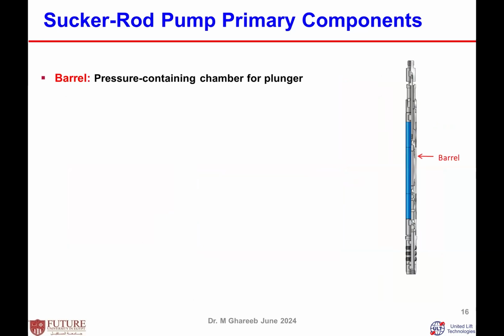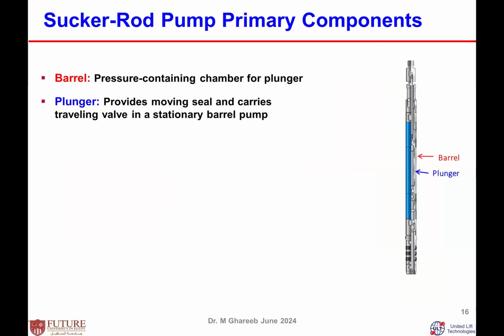One of the main parts of the barrel assembly is the barrel itself. The barrel itself is a tube. It's just a tube, a pressure containing chamber for the inside fluids. The second part inside the pump, apart from the barrel, is called the plunger assembly.